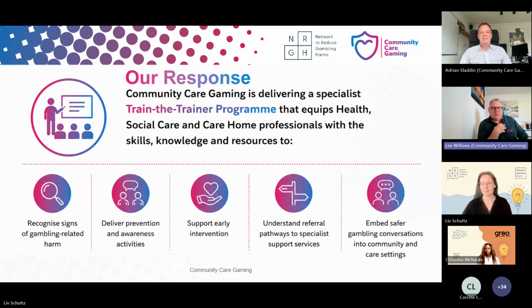And that legacy for us is having a trained person in an organisation who can continue your lived experience story when you have left that organisation. So if you think about those care homes, actually having a trained person in care homes who can embody and deliver that safer gambling message year round is going to be really important. So that's how we landed on the train the trainer model.